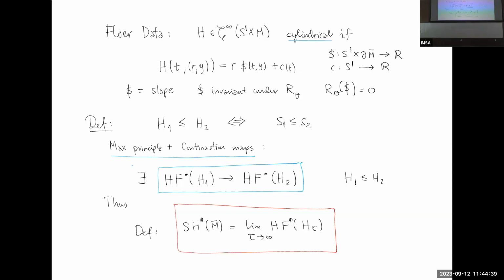And in that way, whenever you want to do the Floer equation for the Hamiltonians, and they are comparable, you can actually get continuation maps. So the construction of continuation maps holds because the maximum principle conditions for the equations that are involved are satisfied, and then you can have a map like that. And so the symplectic homology of the manifold M with the boundary is defined as a limit of all those Floer homologies, with respect to the slope, and that gives you a good definition.